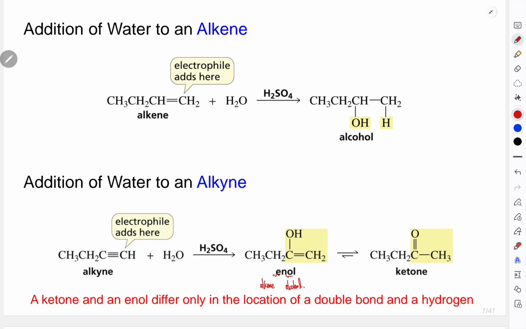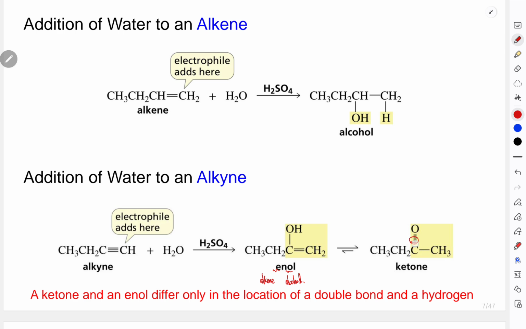If you take a look at this yellow highlighted box, you can see the difference, and this illustrates the tautomerization process. The ketone right here and the enol form differ only in the location of the double bond and hydrogen. The double bond in the enol form exists between two carbons. That's why you call it an "ene" in the first place. But in the keto form, you have the double bond between carbon and oxygen.